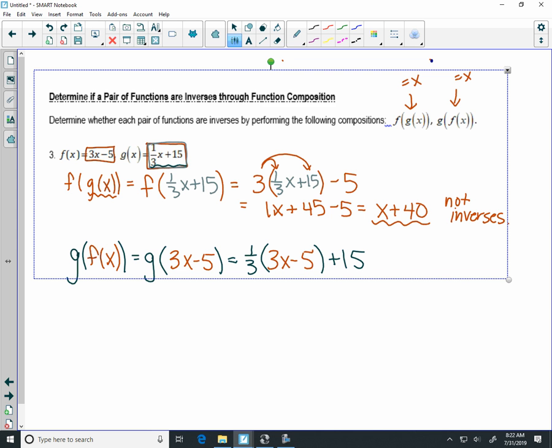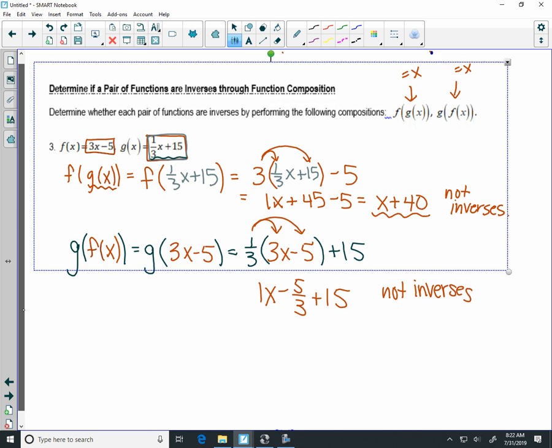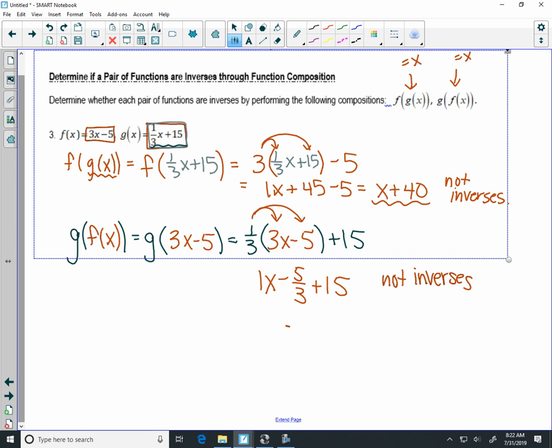I feel like composition can feel kind of clunky. You just kind of have to brute force through it sometimes. Here, 1/3 times 3x is just 1x. 1/3 times negative 5 is negative 5/3. And there, you really don't even have to work with that any further to know that these are not inverses. That's not going to equal x. But if you would like to keep going, I would turn 15 into thirds. 15 is 45 thirds. We just did that math in the one above. So that would be x plus 40 thirds. Not terribly pretty. The next one is a little prettier.